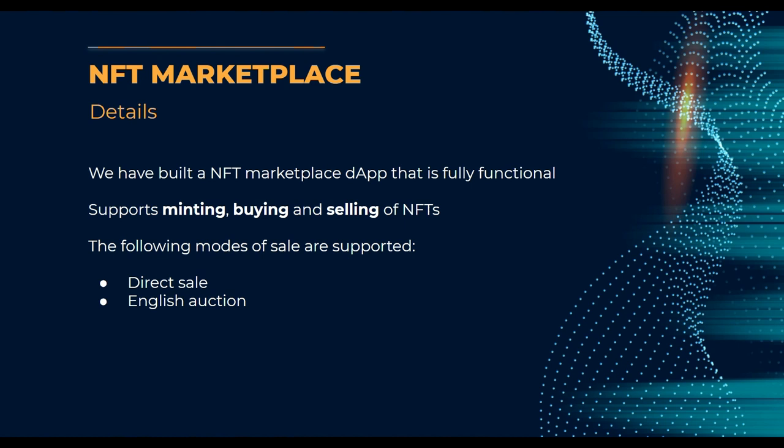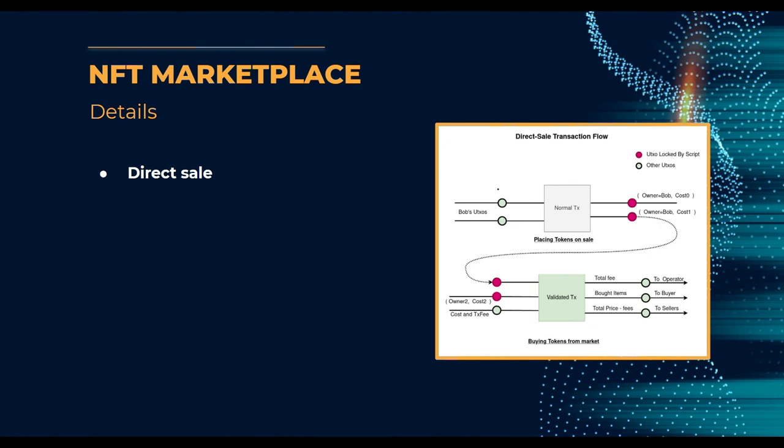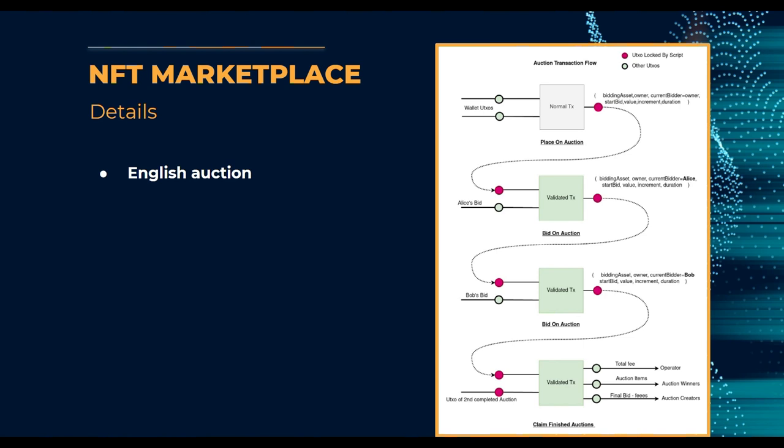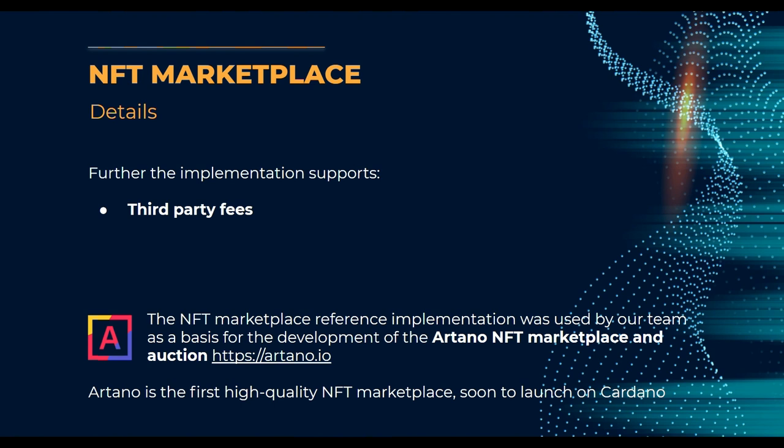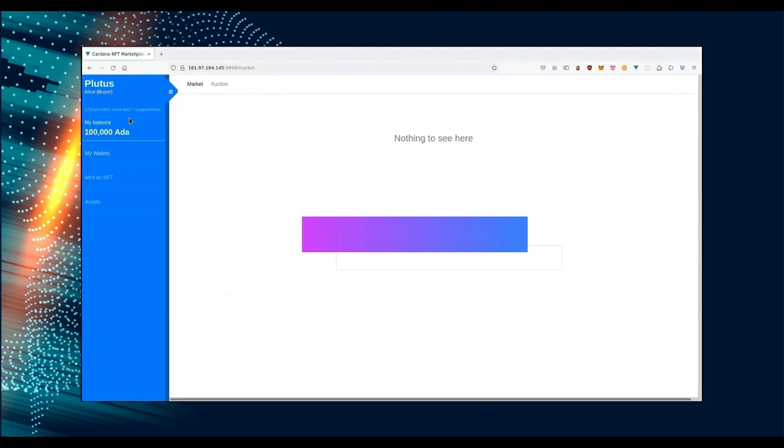The marketplace supports the following modes of sales: direct sale and English auction. The following diagram shows the direct sale transaction flow supported by the reference implementation. The following diagram shows the transaction flow of the English auction, where multiple bidders can bid on an NFT for sale and outbid each other. The reference implementation has support for third-party fees, which can be used for royalties, curation, and charities. Now it's time to give a small demo about the NFT marketplace and the results our team achieved so far.